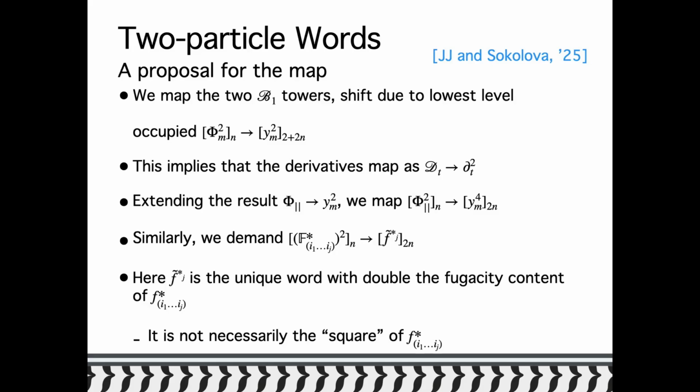Now we also have the result for phi parallel going to YM square, as we know already from before. We want to extend this map by saying that any two-particle tower, the two-particle word tower, phi parallel square n, maps to this four-particle tower, YM to the power 4, again now with 2n derivatives, because we already said that the covariant derivatives double. And lastly, we demand a similar sort of behavior for these higher states as well.